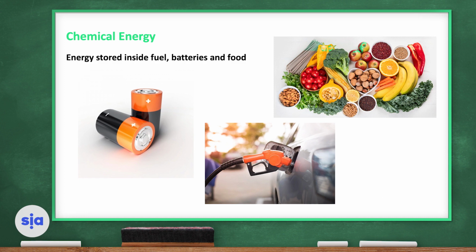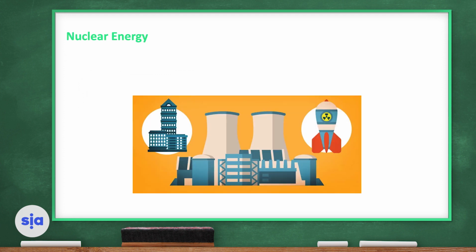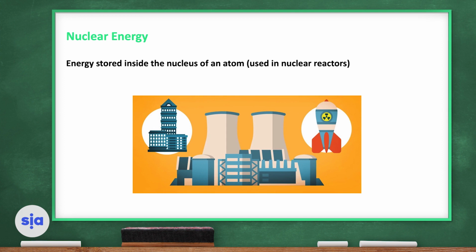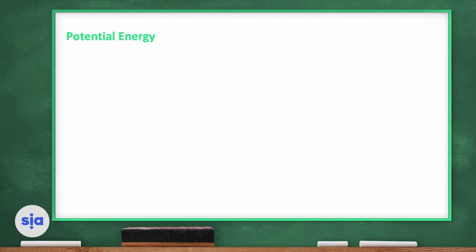Chemical energy. It is the energy stored inside fuel, batteries, and food. Nuclear energy. It's the energy stored inside the nucleus of an atom, and it is used in nuclear reactors. Now, potential energy.